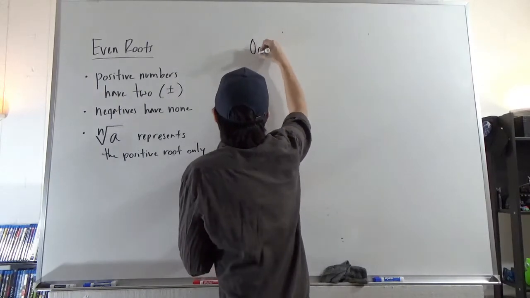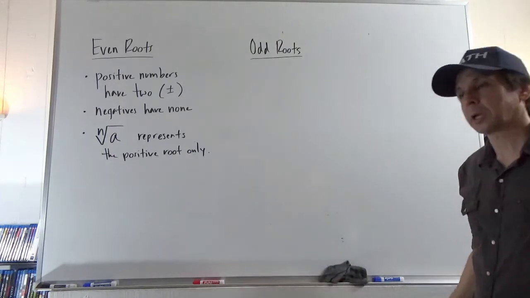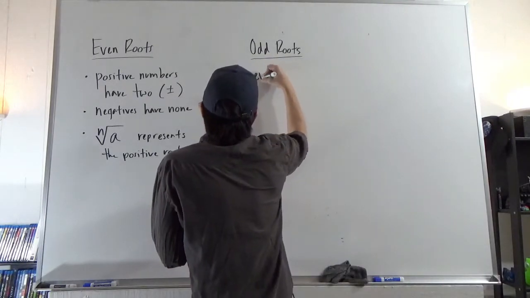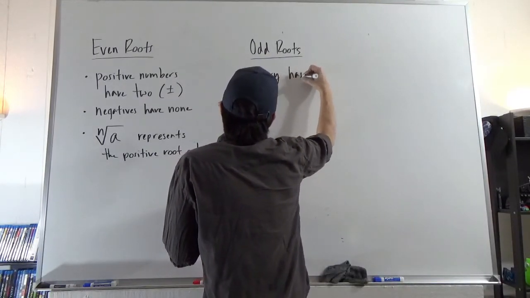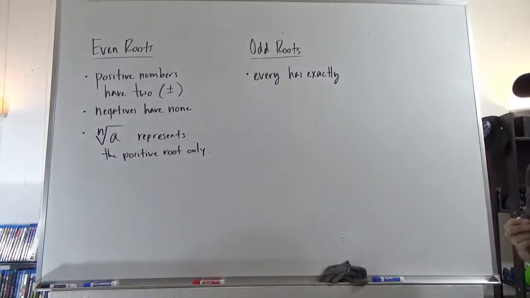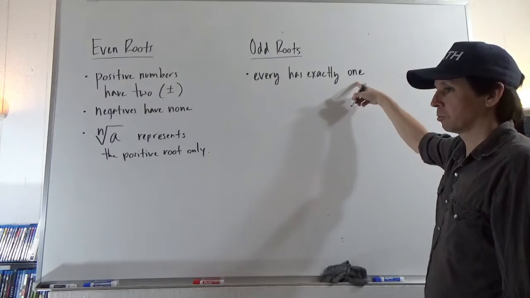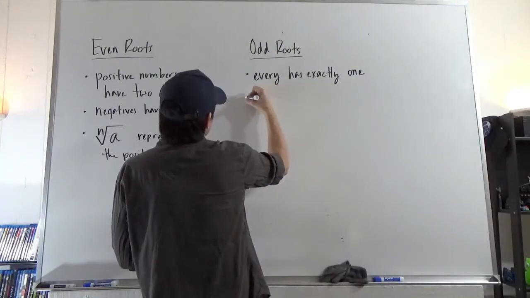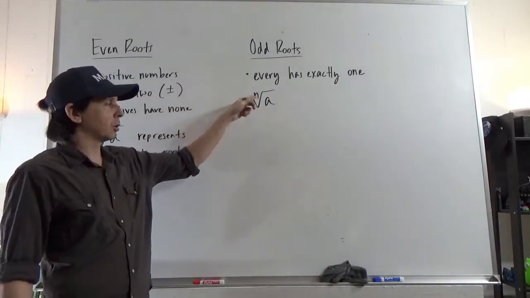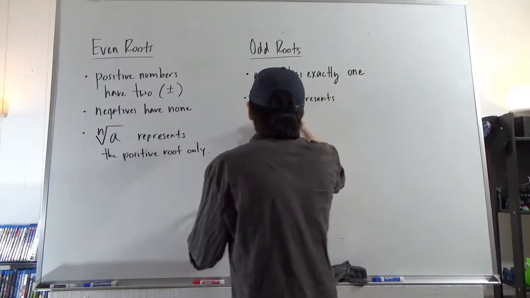Odd roots, like a cube root or a fifth root, which will come up occasionally, but mostly cube roots will be the ones you're dealing with. Every number has exactly 1. You can have a cube root of a negative number. You can have a fifth root of a negative number. It'll have exactly 1, not plus or minus. Because there's only one, the radical symbol with an odd index, an odd number in that nook, represents the only root, whether it's positive or negative. So for odd roots, this could be a negative.